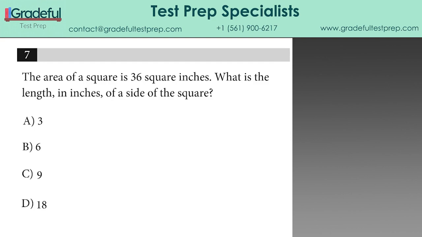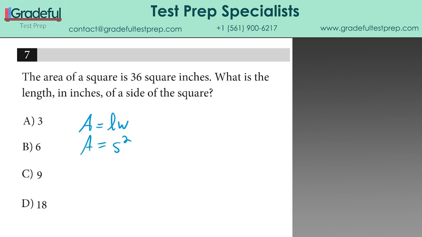Question number 7. The area of a square is 36 square inches. What's the length of one side of the square? Well, a square is really a special kind of rectangle, and the area of a rectangle is length times width. For a square, because the length and the width are by definition the same thing, we can call that side times side, or side squared.